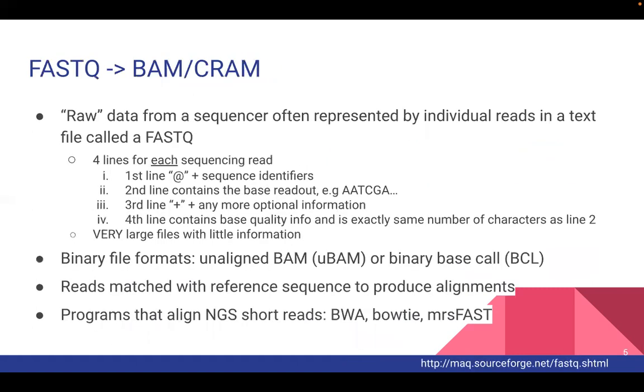Raw data direct from the sequencer contains the sequences of individual reads and base qualities for every position in the read. FASTQs are text files with 4 lines per read and contain these sequence and base qualities. For millions of reads, you can imagine that these files get extremely large. Binary formats exist in BCL files that are specific to Illumina or unaligned BAM files. We then use bioinformatics software like BWA, the Burrows-Wheeler Aligner, to align or position these reads to our reference sequence.